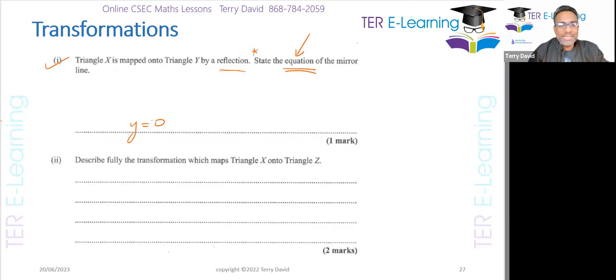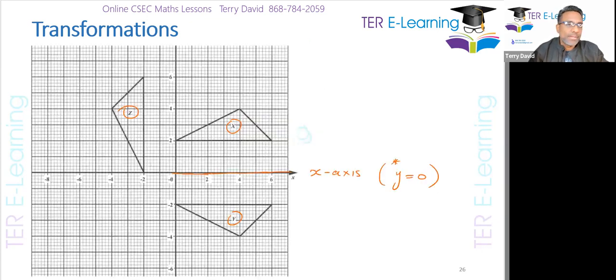Now, the second part here, for 2 marks: describe the transformation which maps triangle X to Z. Let's go back to the diagram. Look at the diagram carefully, and we're looking at this triangle here, which is X, and it's being mapped onto Z, right? They want you to describe that transformation as fully as you can. If you think you know the answer, just put it in the chat. What transformation maps triangle X to Z?